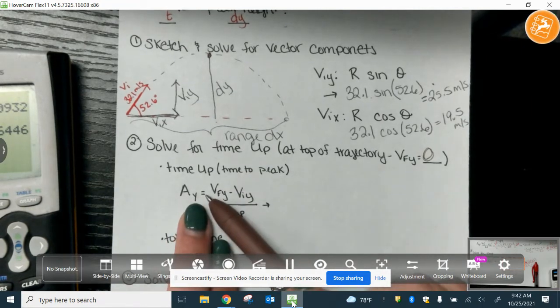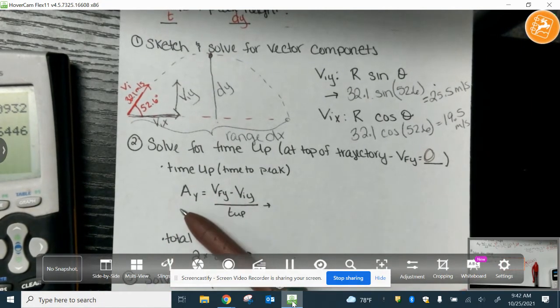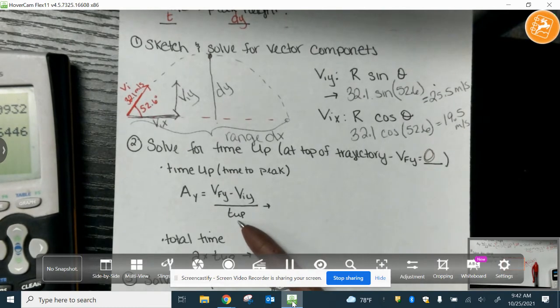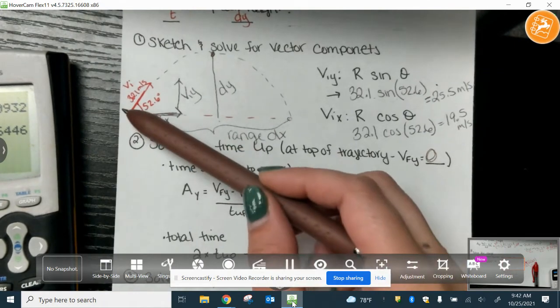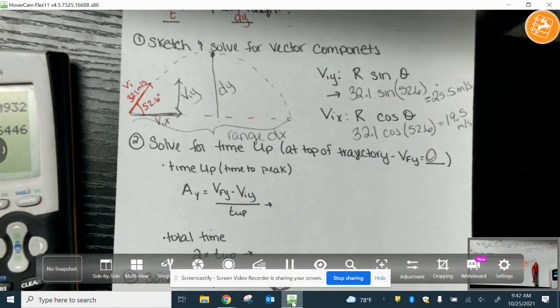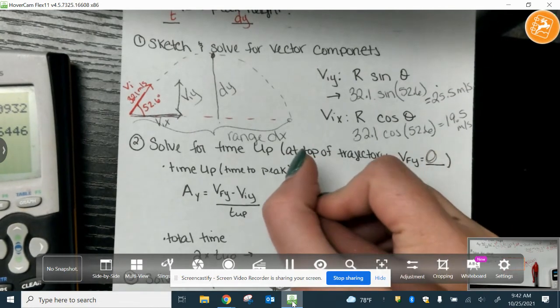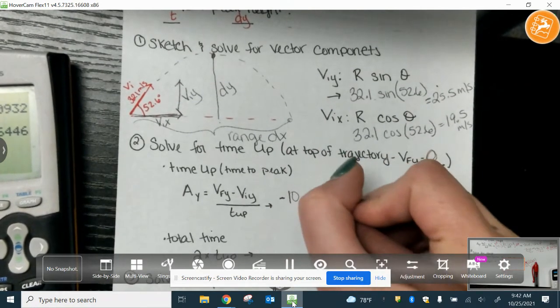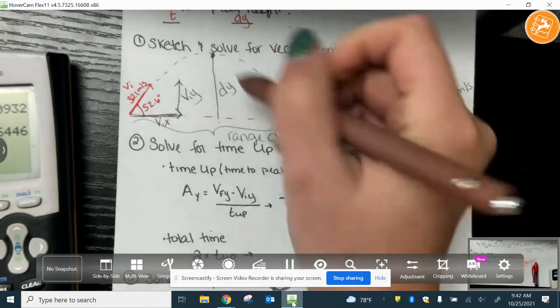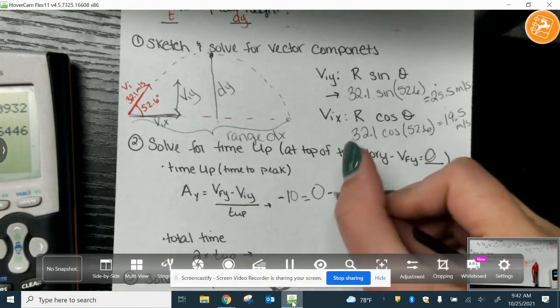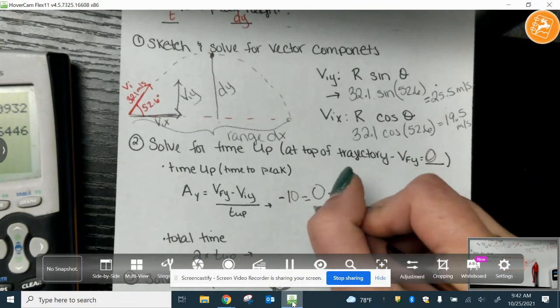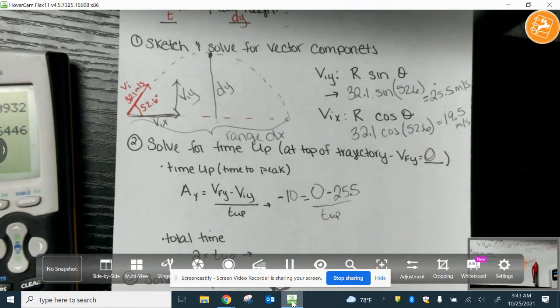All right, so I'm going to use my formula, the same one I've been using for the last 2 months. A equals VF minus VI over time. I'm just making sure that I use my direction of Y. I'm calling this time up because it's the time it takes to get to the very top. My acceleration due to gravity is -10. My final at the very top is 0. My initial we found to be 25.5.